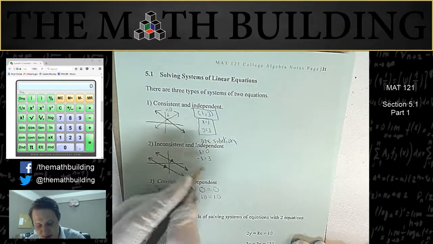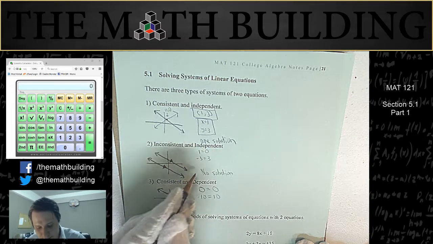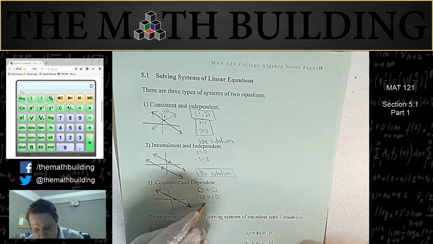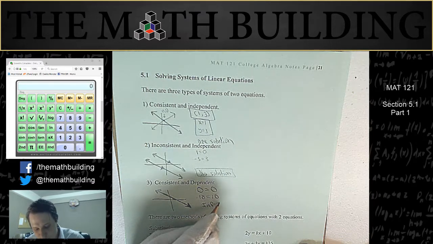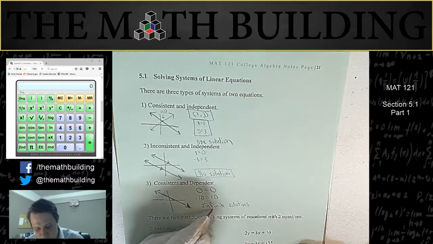If it's inconsistent and independent, you have no solution. Or on the third case, we have infinite solutions. And another way of saying that is all real numbers.